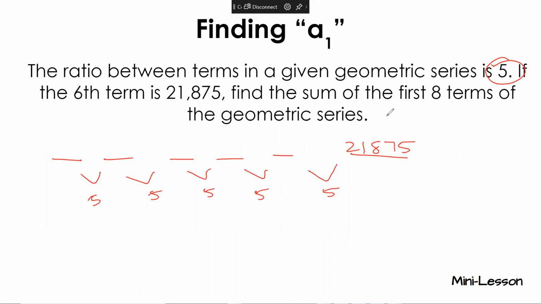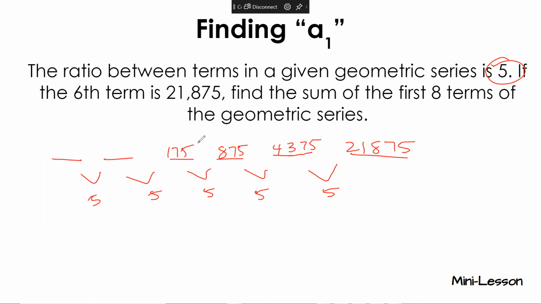If I want to find the previous term, what am I going to do? Divide by 5. Okay, so we're going to take 21,875 and we're going to divide it by 5. And that gives us 4,375. If I want to find the previous term from that, I'm going to divide by 5 again. That's going to give me 875. If I want to find the previous term from that, I'm going to get 175.